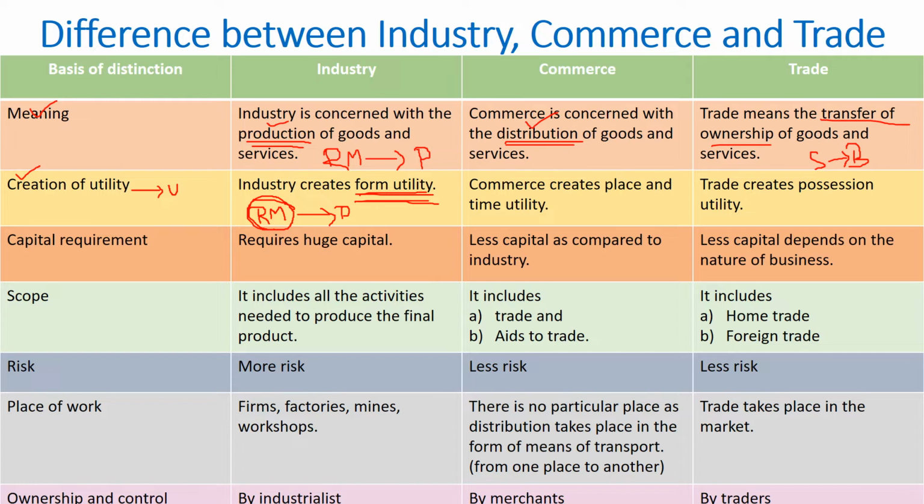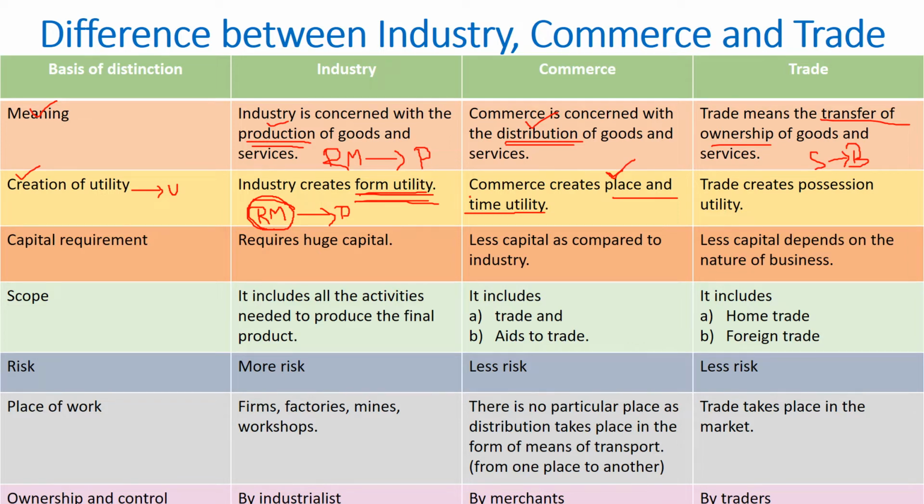Next is commerce. Commerce creates place and time utility. As commerce is involved with the distribution side of the business, how is it creating place utility? It is transferring the goods from the place of production to the place of consumption with the help of transport. So in this way, it is creating a place utility for the goods.